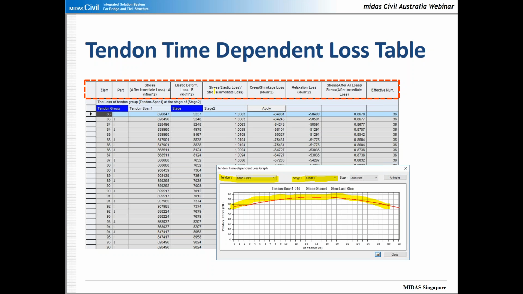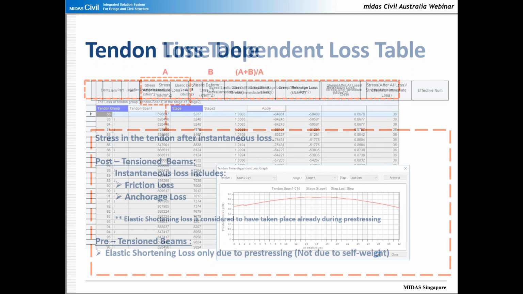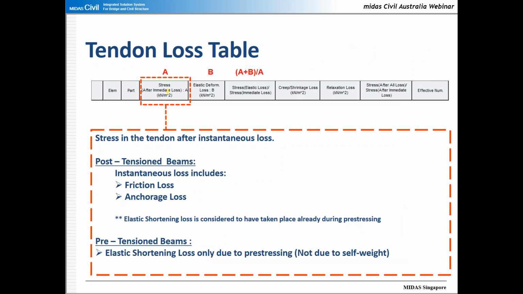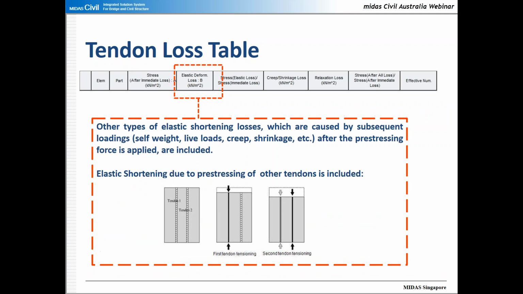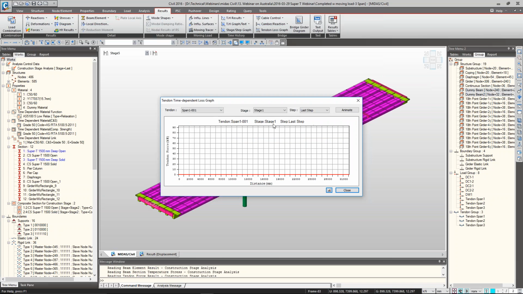And you can even review the tendon losses in the form of a table. For tendon losses, you can obtain the immediate losses, you can obtain the elastic deformation losses, and you can obtain the creep, shrinkage as well as the relaxation losses for the tendons, and you can obtain the final stresses. And for the tendon loss, the program considers the tendons based on the pre-tensioning or the post-tensioning. So we will review the results.